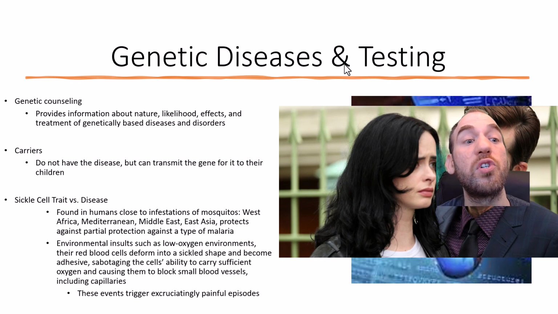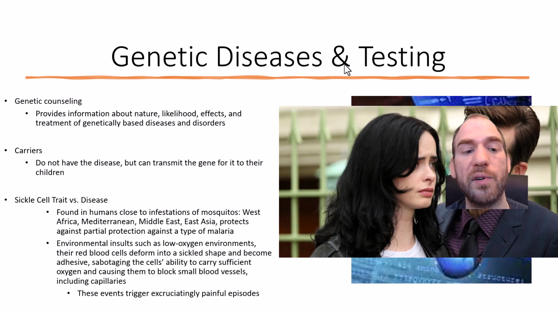This is done through genetic counseling, which provides information about the nature, the likelihood, the effects, and treatment of genetically based disorders. Carriers do not have the disease but can transmit the gene for it to their children. For example, sickle cell trait versus disease. This is found in humans close to infestations of mosquitoes, such as West Africa, the Mediterranean, the Middle East, East Asia. It provides partial protection against a type of malaria.